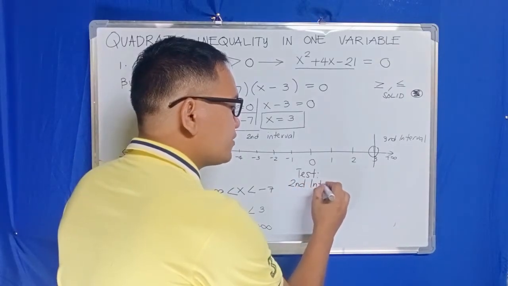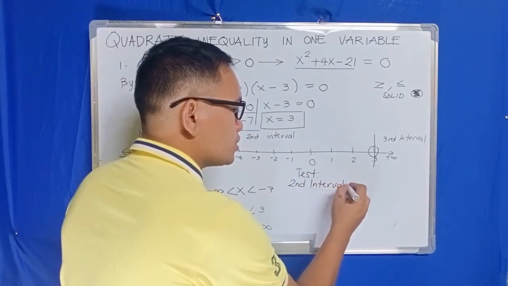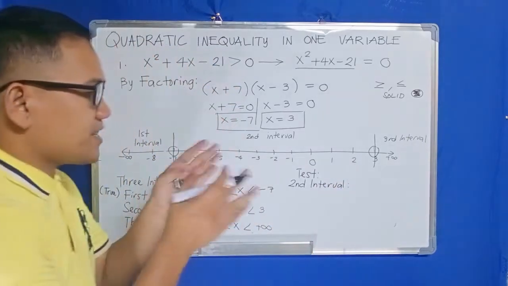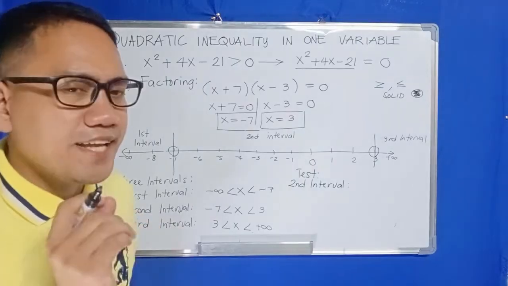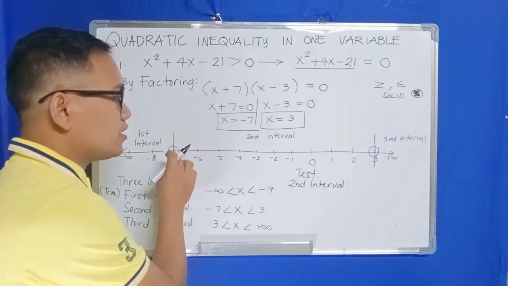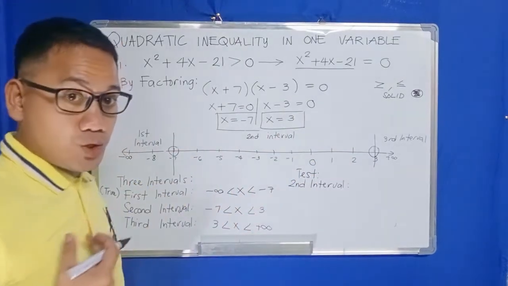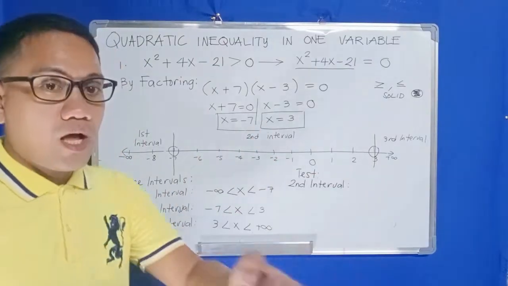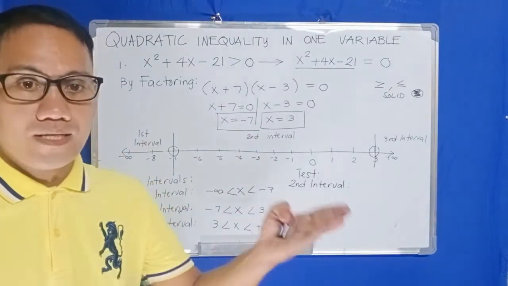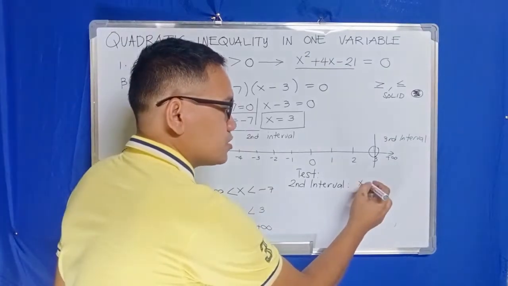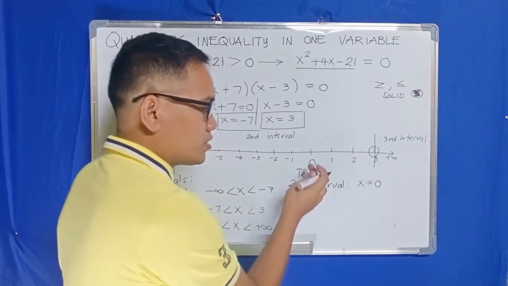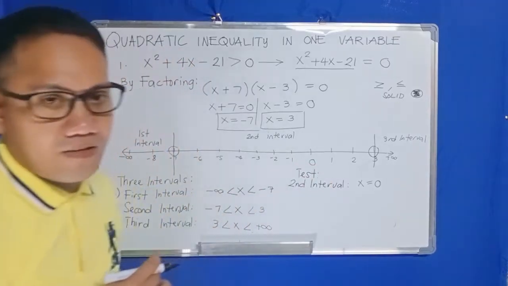So let's try to test our second interval. Again, our second interval contains solutions present between negative 7 and 3. So again, we can choose any number present in this interval. I can choose 2, you can choose 1, others may choose 0. So it's up to them. In this interval, let's use x equals 0 because 0 is present in our second interval.